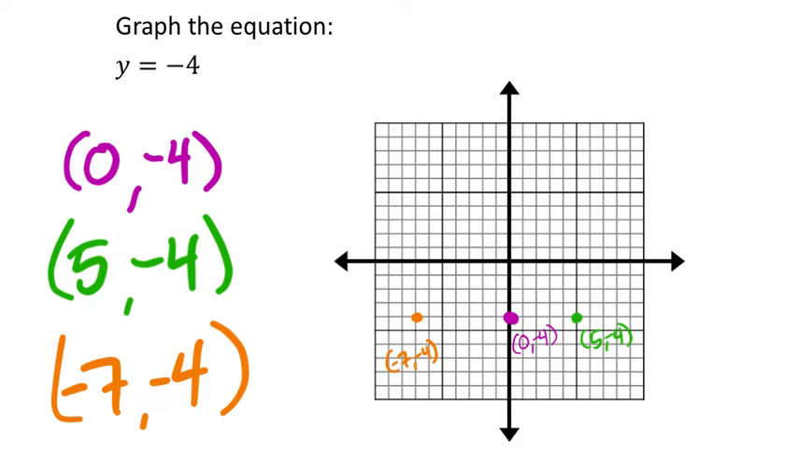Now again, I just want to emphasize the common theme here. Remember, the y values are always negative 4. Well, that's what makes this line flat right here. So let's put it on. Yeah, something like that. I'm doing that by hand. Maybe I should be using the technology.